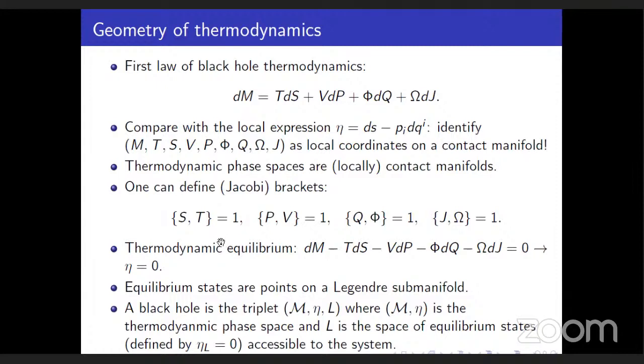And then you can actually do certain things, like there are generalized Poisson brackets called Jacobi brackets. You can define bracket relations between thermodynamic coordinates. The interesting aspect is that at equilibrium, the first law should hold. So if it is zero, that means that eta is zero. And eta being zero, as we saw, is the definition of a maximum isotropic submanifold. That means equilibrium states, the states which satisfy the first law, are all points on a Legendre submanifold. So even if the ambient phase space is a contact manifold, the equilibrium states don't have access to all the points; they lie on some kind of submanifold. So we call it L.